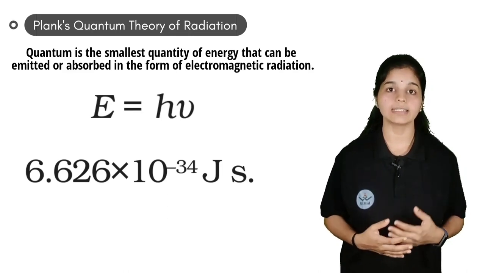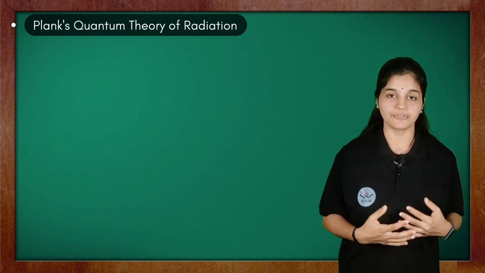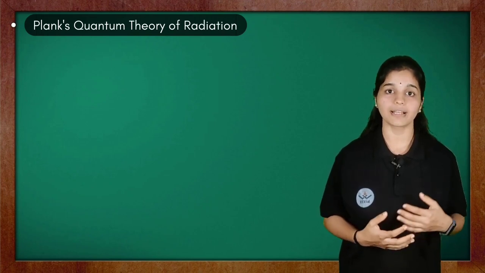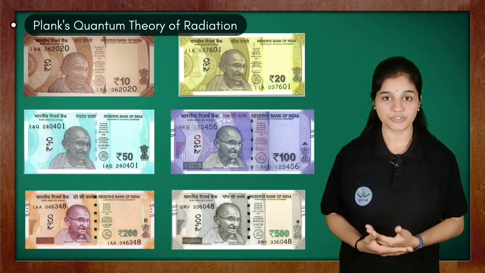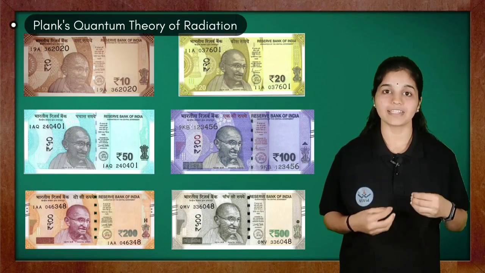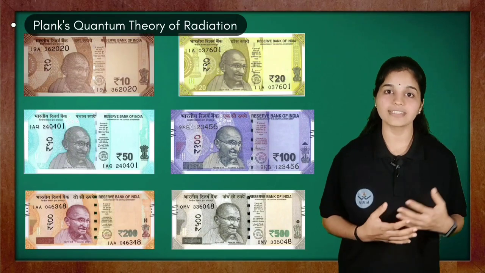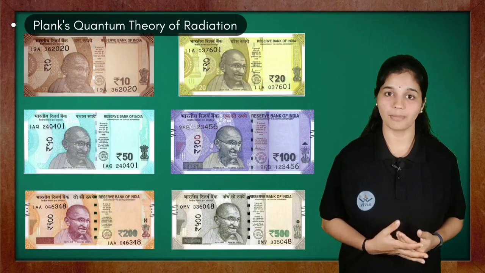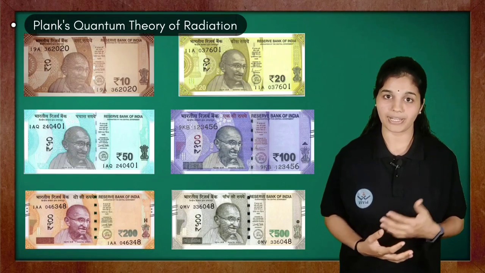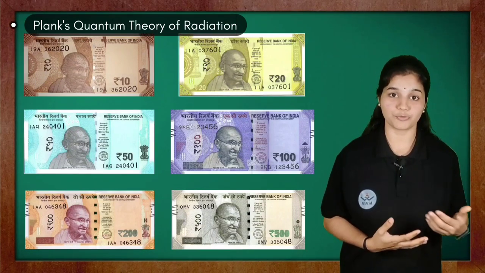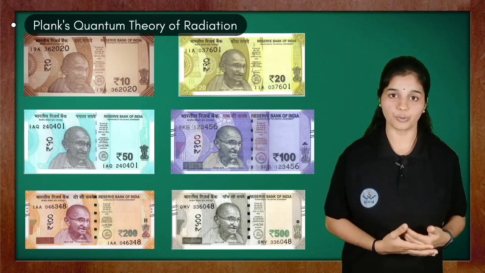According to Max Planck, the energy of a photon or the quanta is quantized. For example, if you consider money, we have currency notes for rupees 10, rupees 20, rupees 50, rupees 100, rupees 200, rupees 500. Whereas if I want a currency note for rupees 150, it is not available. So this is what we can call quantization of money. We have only certain values of currency notes that are accepted. This concept you can relate to the energy of quanta.